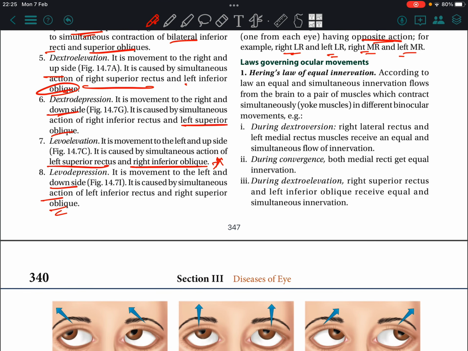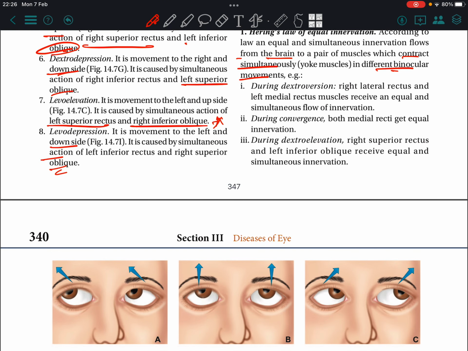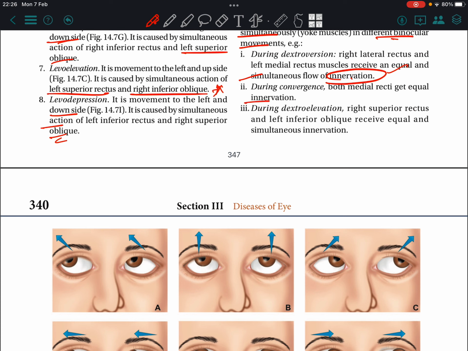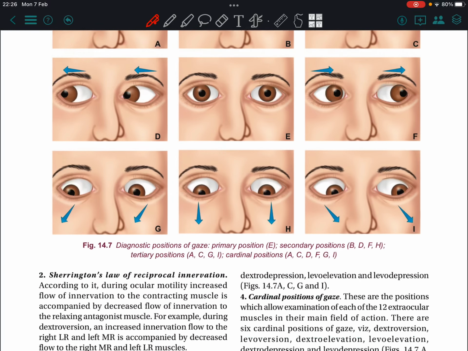Hering's law of equal innervation. According to this law, an equal and simultaneous innervation flows from the brain to yoke muscles, which contract simultaneously in different binocular movements. For example, during dextroversion, the right lateral rectus and left medial rectus muscles receive an equal simultaneous flow of innervation. During convergence, both medial recti get equally innervated. During dextroelevation, the right superior rectus and left inferior oblique receive equal and simultaneous innervation.